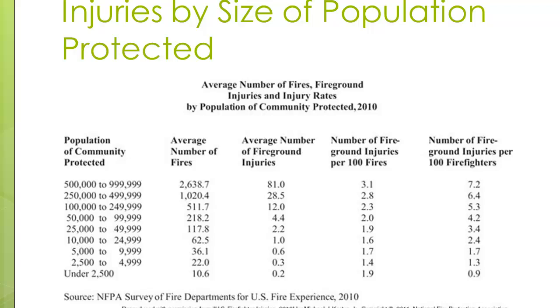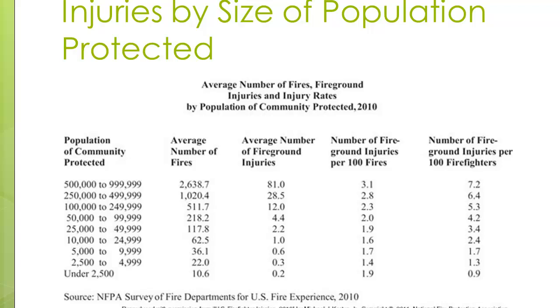So here they define the injuries by the size of the community you protect. For instance, Pasadena has a population, the last time I checked, of about 144,000. So we would look in the 100,000 to 249,999 range to find out: are our injuries comparable to somebody of the same size community? If we're higher, then we need to find a reason why.